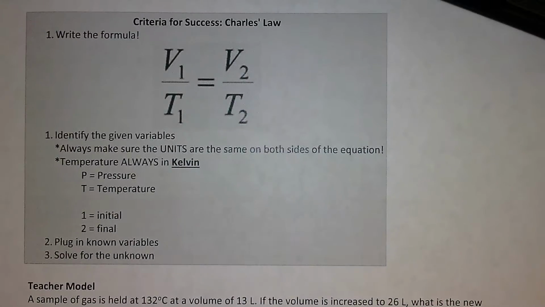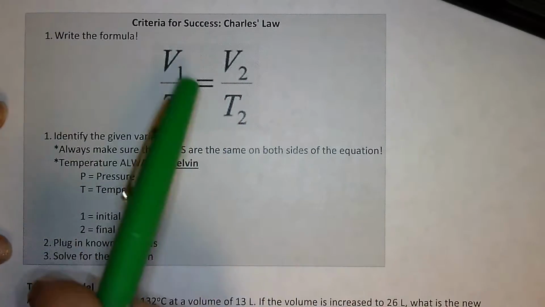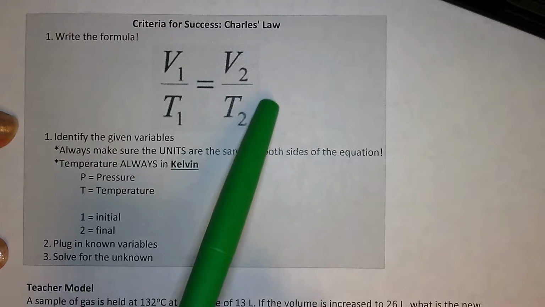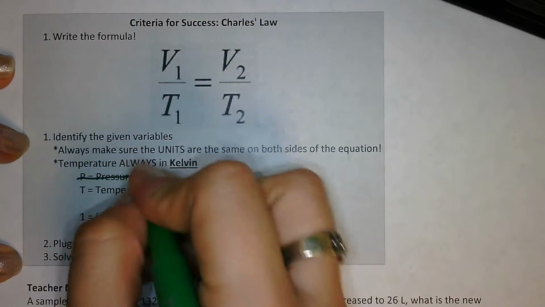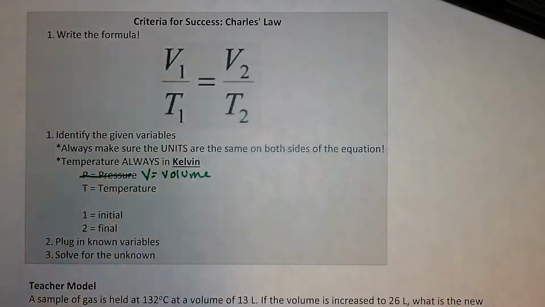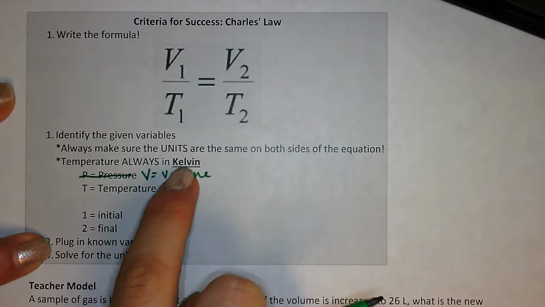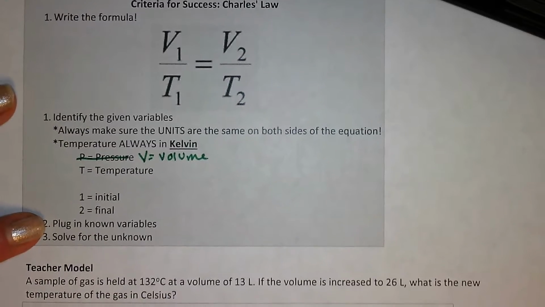Alrighty, here we go. So now we are looking at Charles' law. Charles' law is going to relate volume and temperature initially and volume and temperature final. So it's always going to be, oh, this should say volume. There it is. So you always have to make sure that you are working with Kelvin when it comes to temperature. All right, so let's get started with the problem.